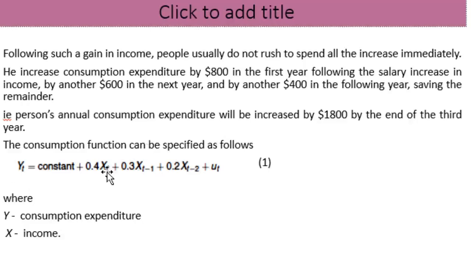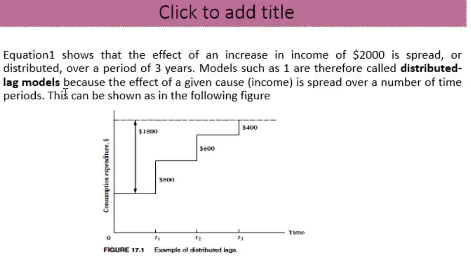Here, 0.4 means 40% of the total increase in income is used for consumption in the first year, then 30% in the second year, and 20% in the third year. And this equation shows that the effect of an increase in income of rupees $2,000 is spread or distributed over a period of 3 years.